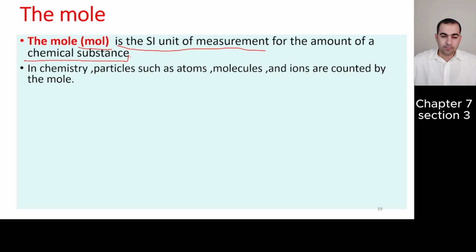In chemistry, particles such as atoms. When you say particles in chemistry, we mean atoms, molecules, and ions. These particles in chemistry are counted by the mole. How? You all know 1 dozen, isn't it? In daily life, we use the word dozen instead of saying 12 things, okay?